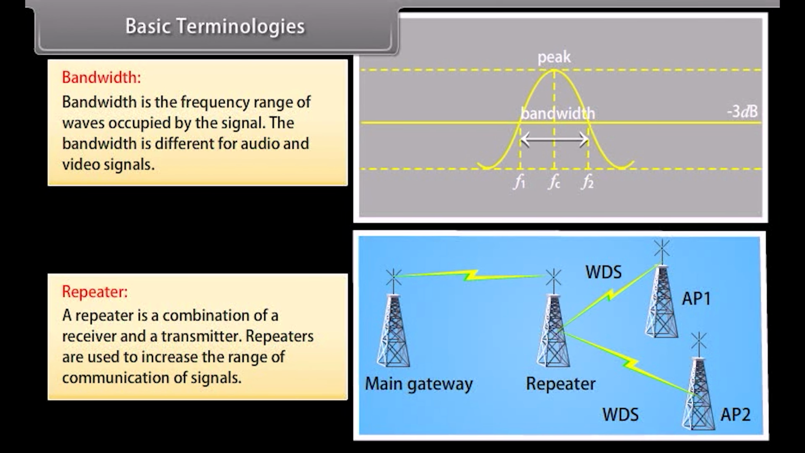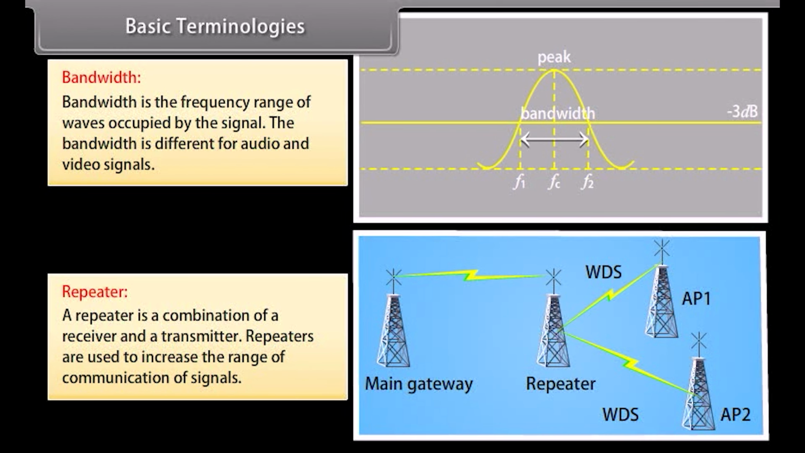Example. Let's take an example. A TV tower has a height of 200 meters. How much population is covered by the TV broadcast if the average population density around the tower is 1,800 per km square? Given that the radius of the Earth is 6,400 kilometers.